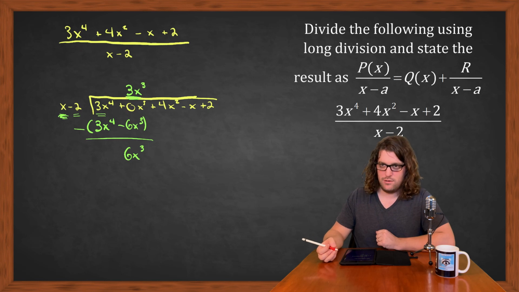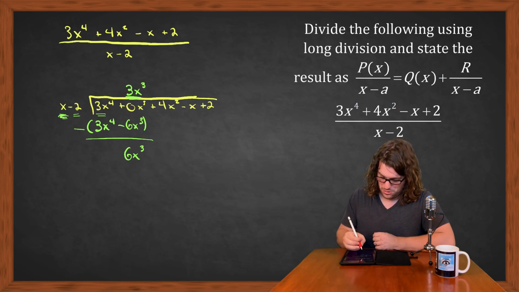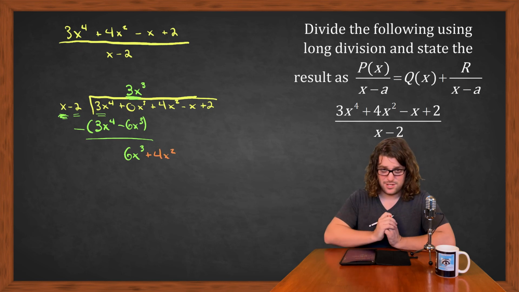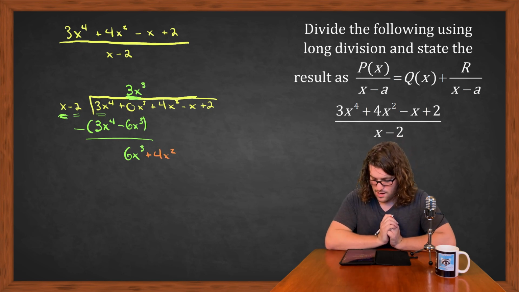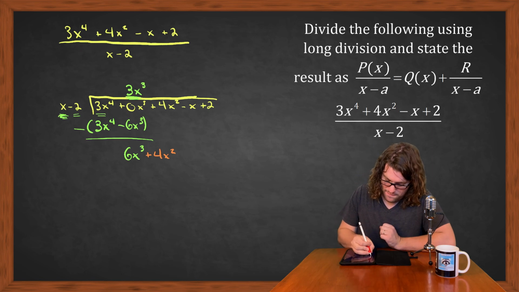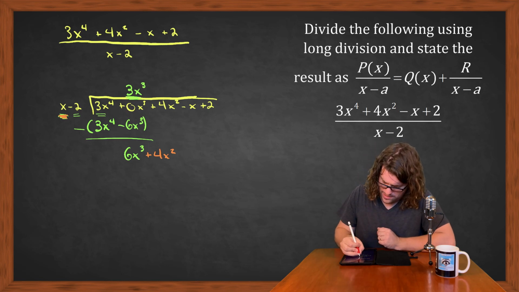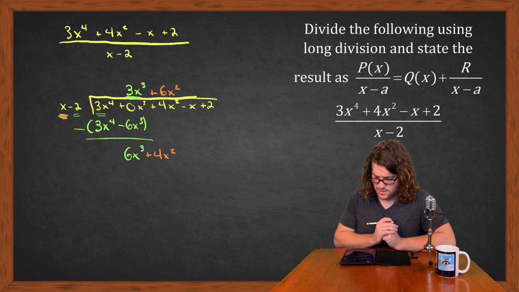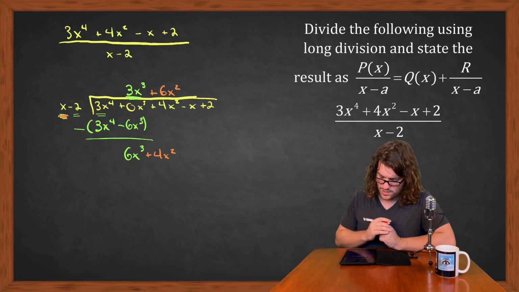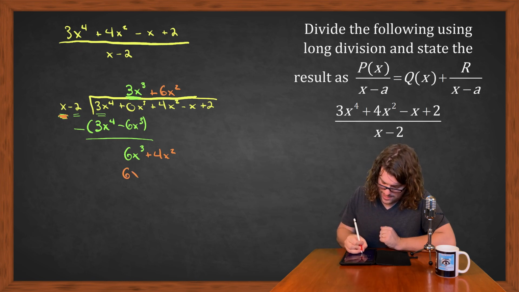Depending on what you like to think of when you continue doing your long division, I'm going to bring down this next piece, which is 4x squared. And again, I'm going to focus on just having the linear x part of this go into 6x cubed. So again, it's going to go in positive 6x squared times. So when I do that, I'm going to take my positive 6x squared, multiply it by the x, and it will give us 6x cubed.